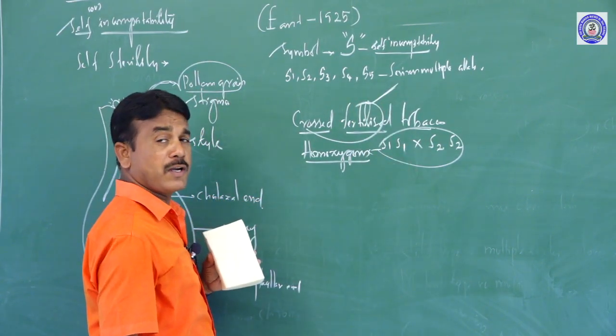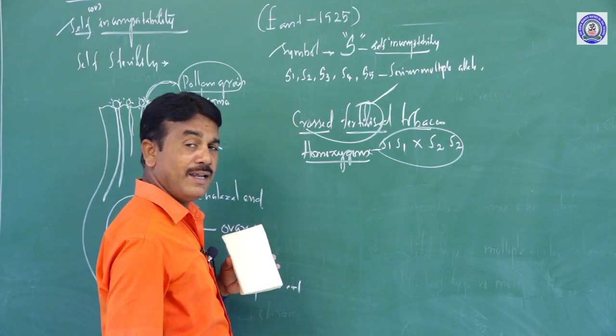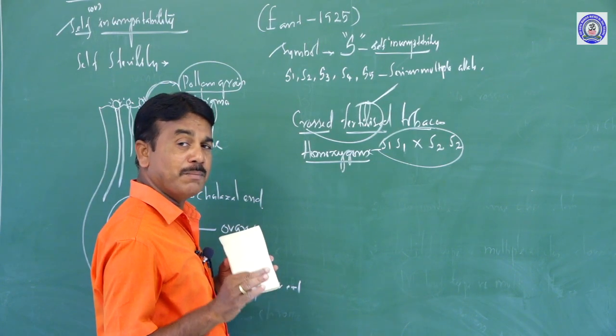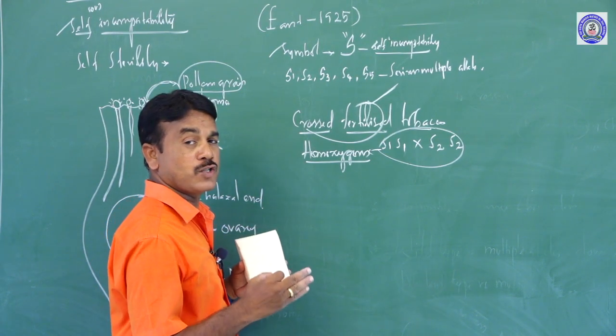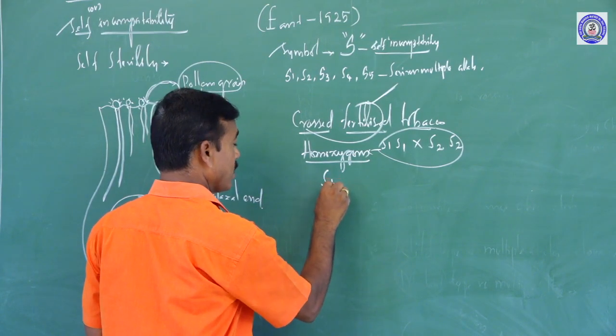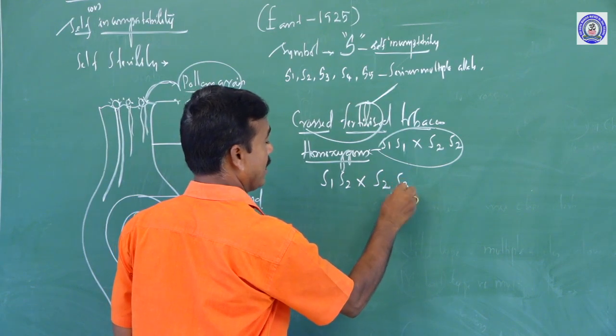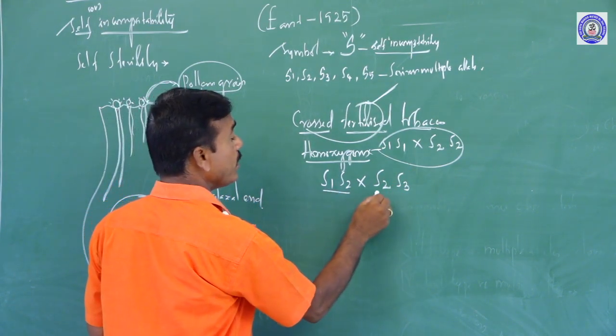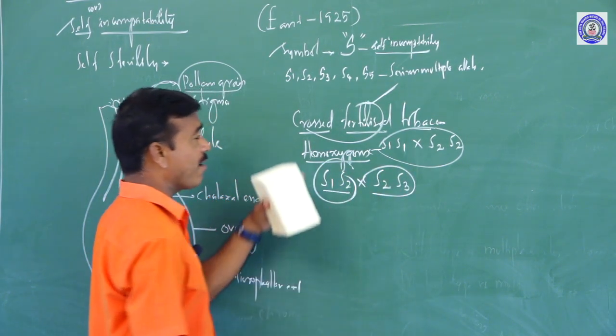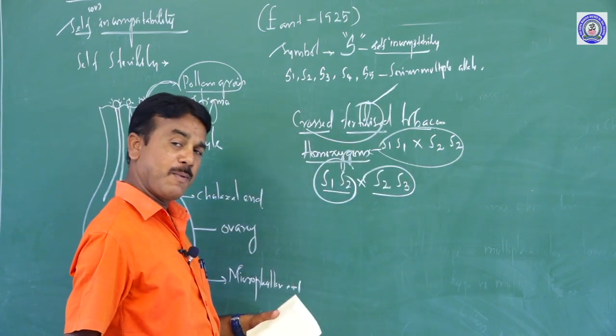Crossed fertilized tobacco is obtained. Really, the crossing is made other than S1, S2. How can it be crossed? S1, S2 crossed with S2, S3. These two crosses can be possible, and fertilized tobacco can be obtained.